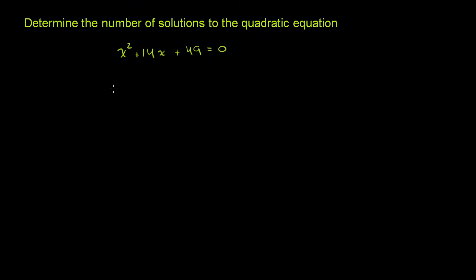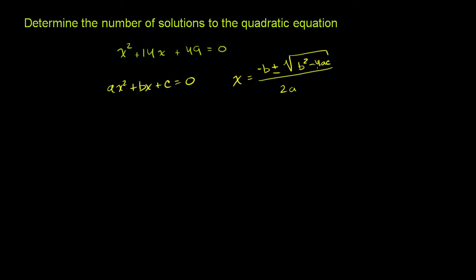So the quadratic formula tells us that if we have an equation of the form ax squared plus bx plus c is equal to 0, then the solution, if it exists, is going to be negative b plus or minus the square root of b squared minus 4ac, all of that over 2a. Now, the reason why this can be two solutions is that we have a plus or minus here.